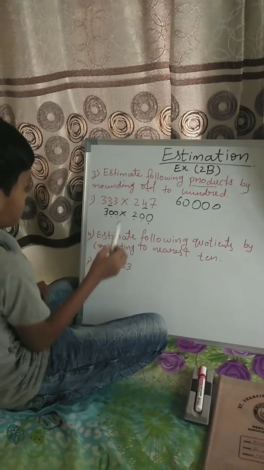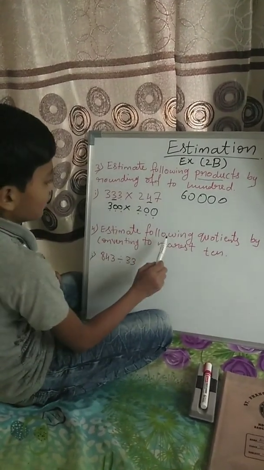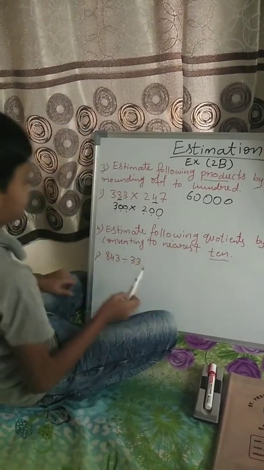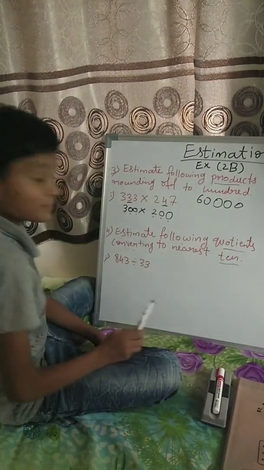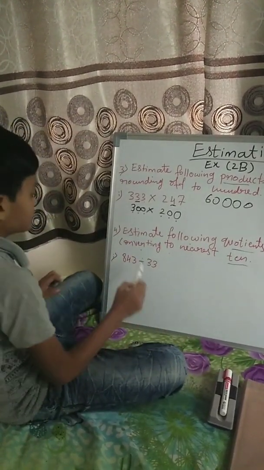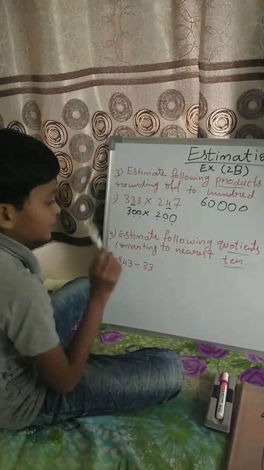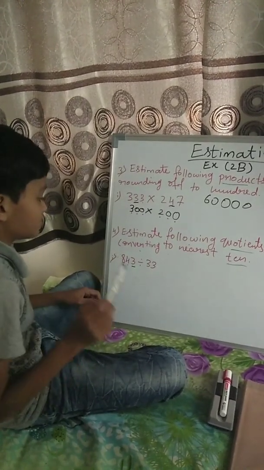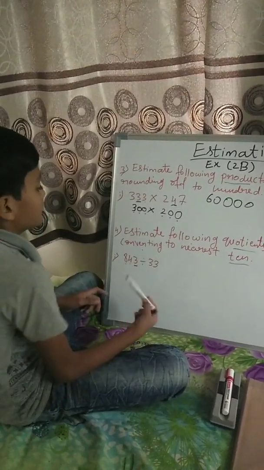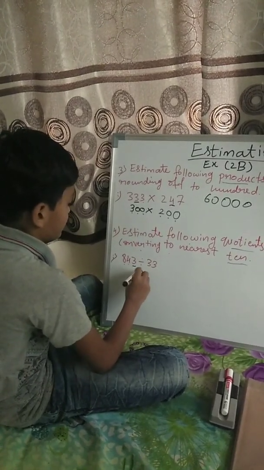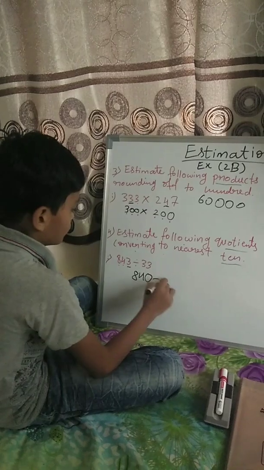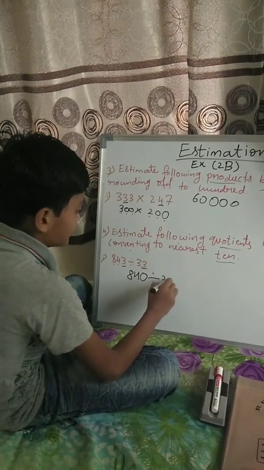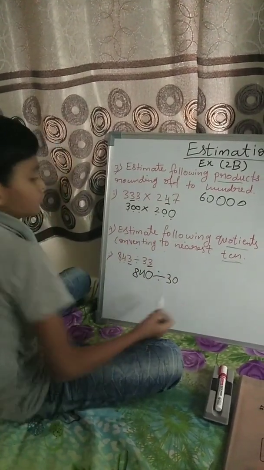Now the next question is estimate the following quotients by converting to the nearest 10. Here it is quotients, which means we have to divide. The first question is 843 divided by 33. We have to estimate to the 10, so we have to check the ones place. The ones place is smaller than 5, so it should be converted to 0. That is 840 divided by 33. I have to check the ones place, and then it becomes 30 because 3 is lesser than 5. So the 3 becomes 0.